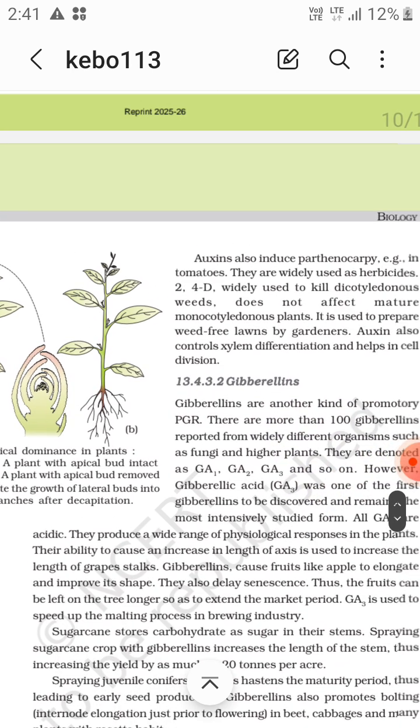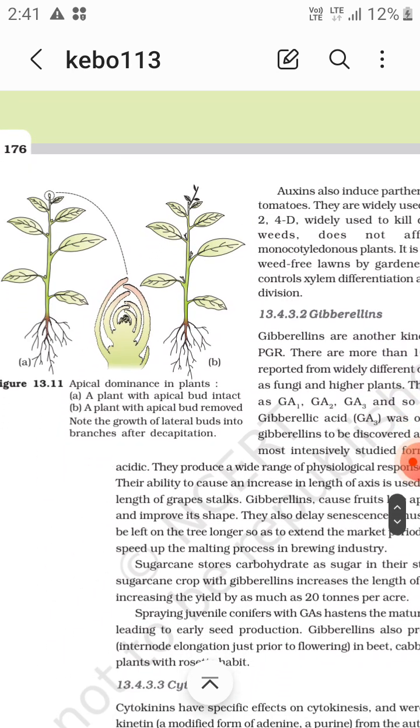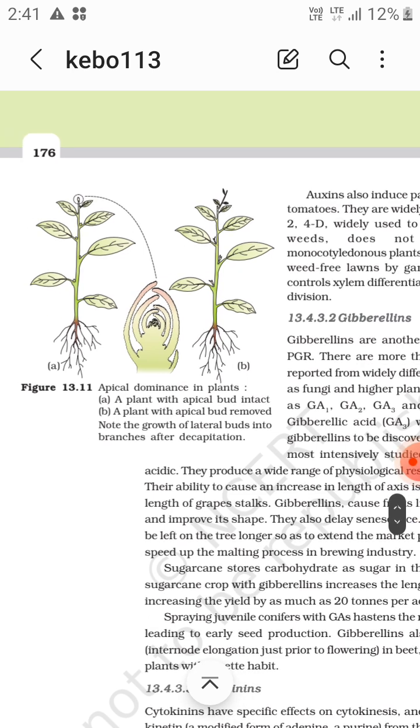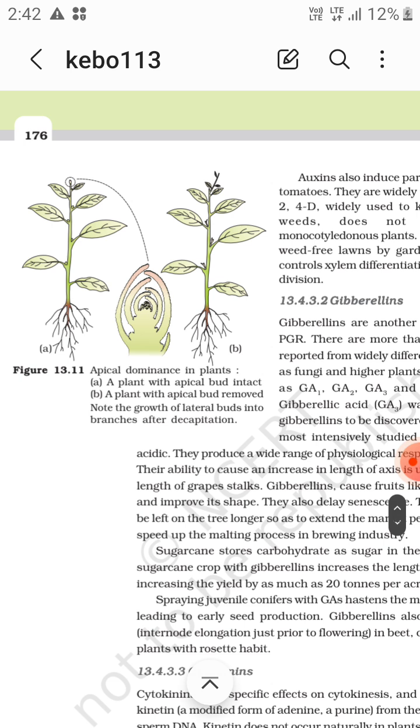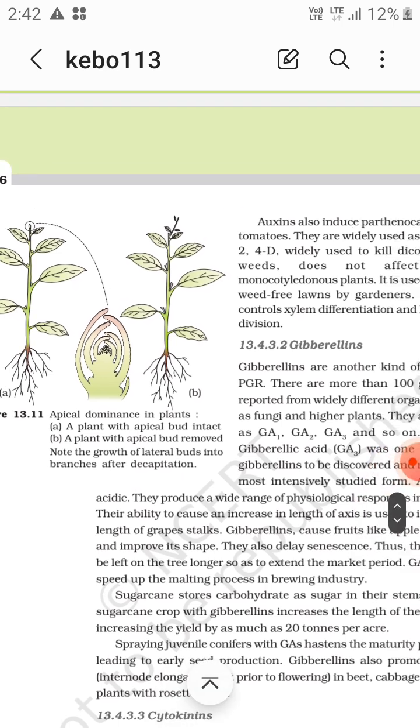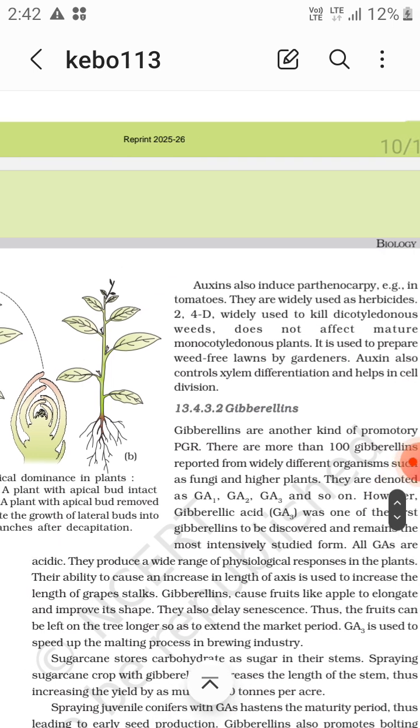Now you can see in the diagram the apical dominance in plants. A plant with the apical bud intact, A, means apical dominance is showing, so the lateral bud, the axillary bud, is stopped. Now a plant with the apical bud removed, that is removal of shoot tips, that is decapitation. Note the growth of lateral buds into branches after decapitation, as you can see in the second diagram.